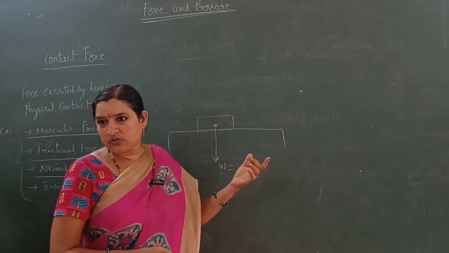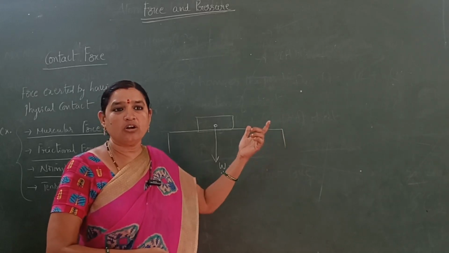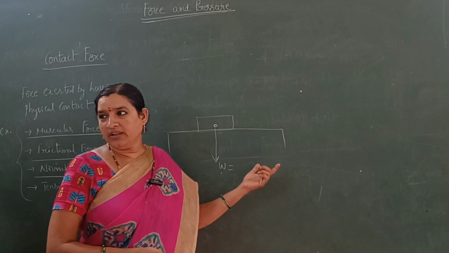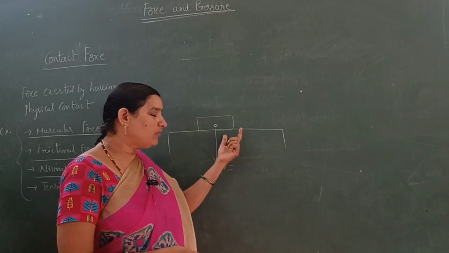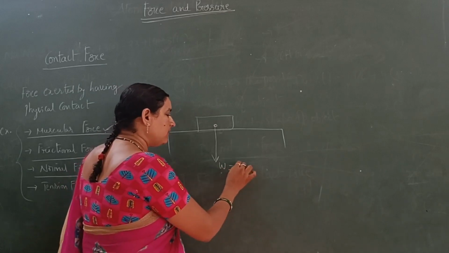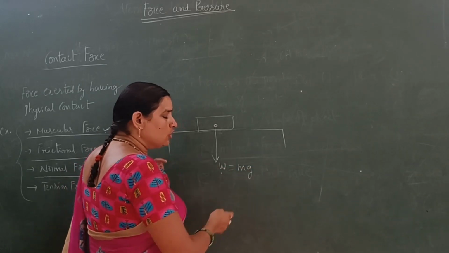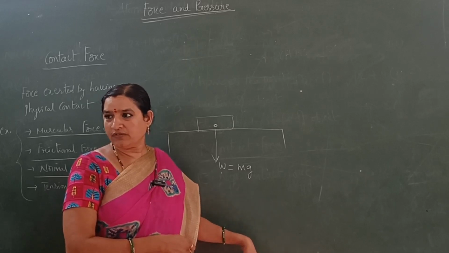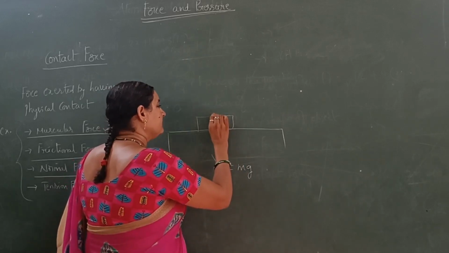The gravitational force acting on a body is called its weight. The weight of the body always works towards the center of the earth. So W is equal to mg, which works as the gravitational force towards the center of the earth.